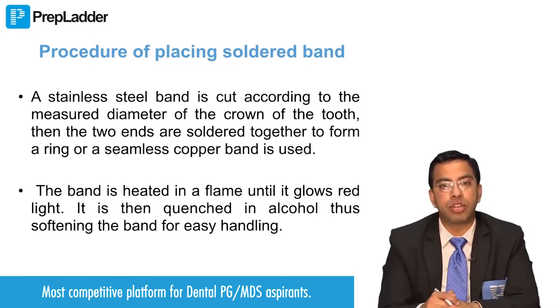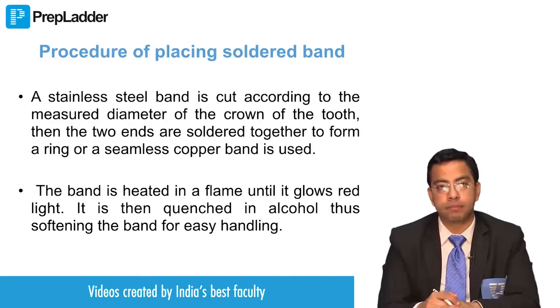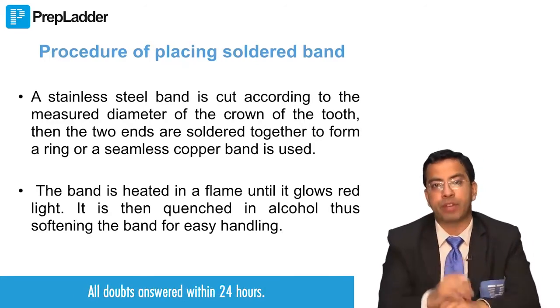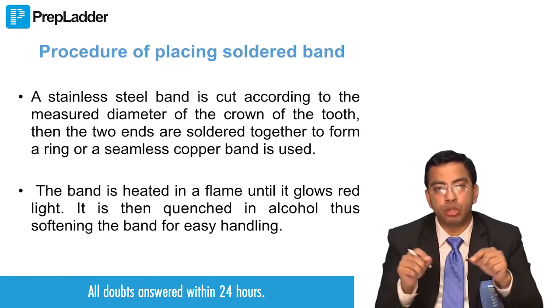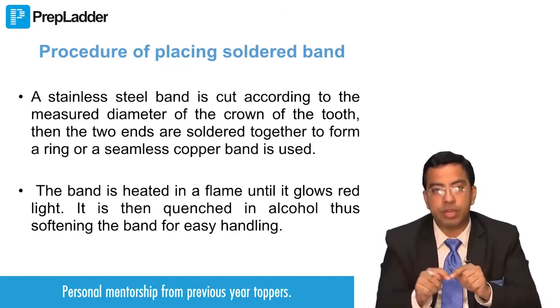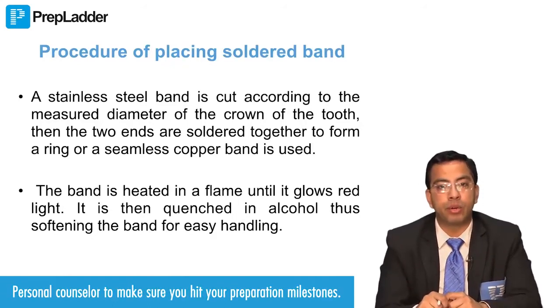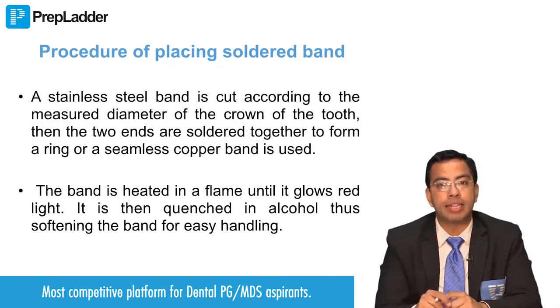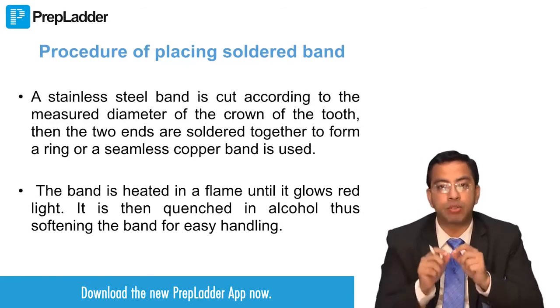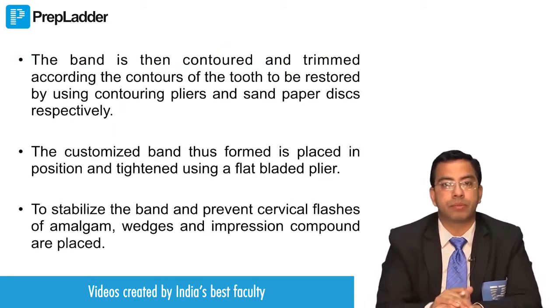How do you actually place a soldered band? You take a stainless steel band, you cut it according to the measured diameter of the crown, and the two ends are soldered together using the soldering machine, and it becomes a total complete ring. The band is then heated in flame until it glows red, and then it is quenched in alcohol, thus softening the band for easy handling, and this softened band can be very nicely adapted onto the tooth structure.